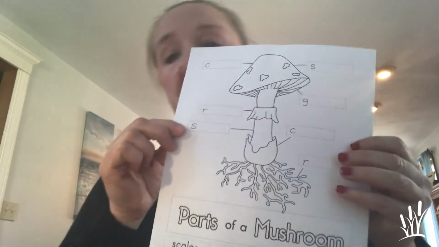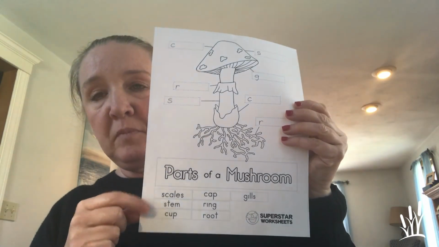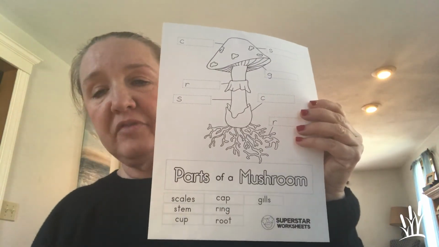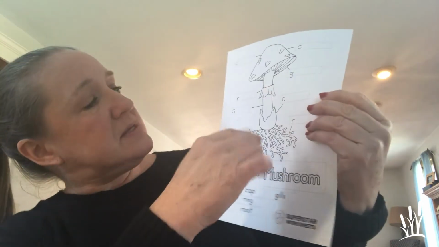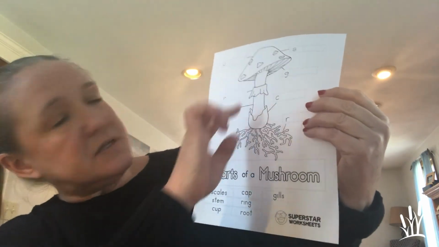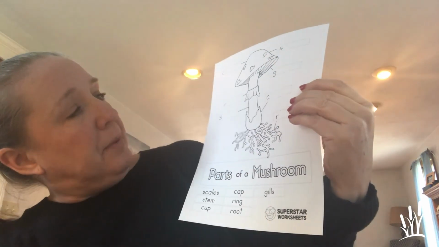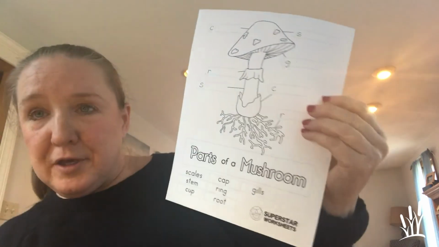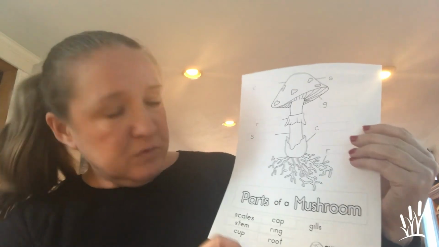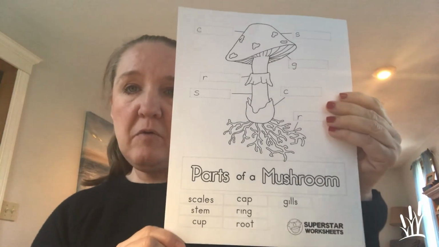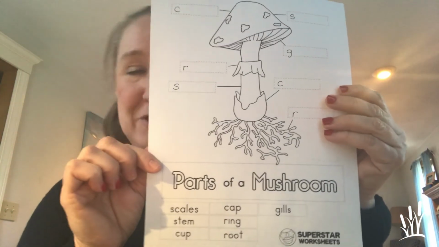So for this work, you can write the words, copy them from the bottom, or you can cut them and glue them. I gave you the first letter so that you can remember what they are. But you can see the cap is the cap, the stem is the stem. This is a ring that goes around the cup. The gills look kind of like gills on a fish, sort of. And then there's scales on it and the roots. And then you can color your picture of a mushroom.